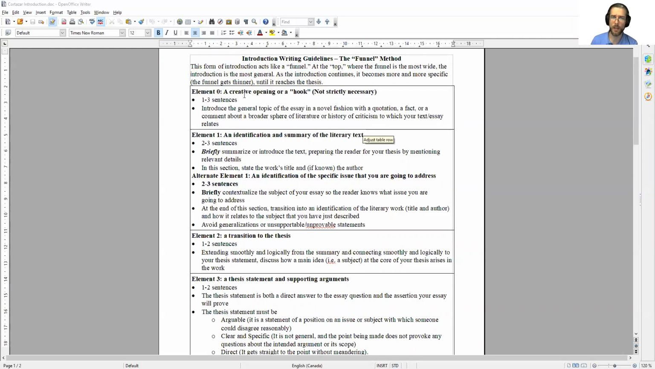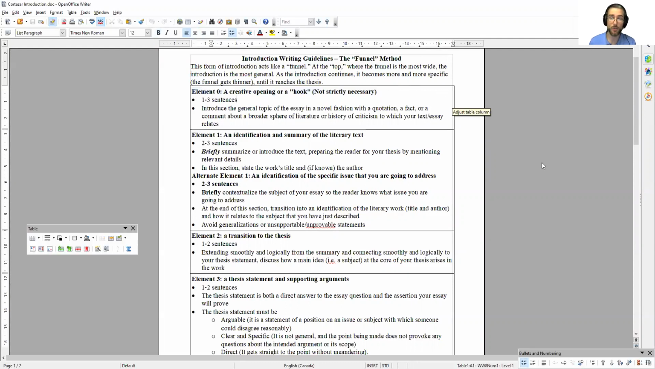First, element 0, the creative opening or hook. The hook is not strictly necessary. You don't need to include one. It is better not to have a hook, some kind of catchy introductory statement, than to have one that is poorly constructed.